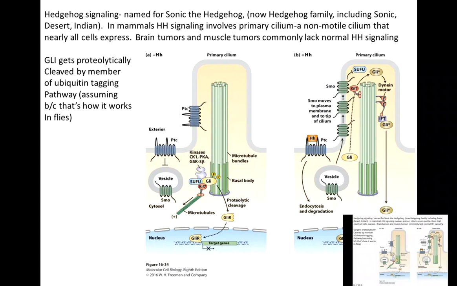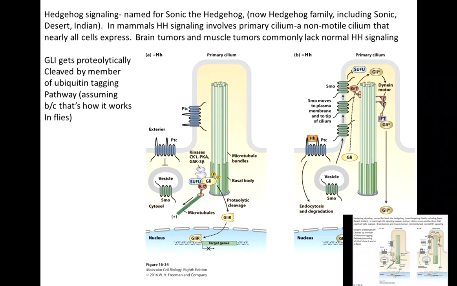When hedgehog does bind to patched, now the vesicles with smoothened transmembrane protein in them are no longer inhibited from binding and fusing with the membrane, and so they do that, and they incorporate into the membrane of the primary cilium, and they move in the membrane of that primary cilium through the fluid membrane, and they inhibit a protein called SUFU.